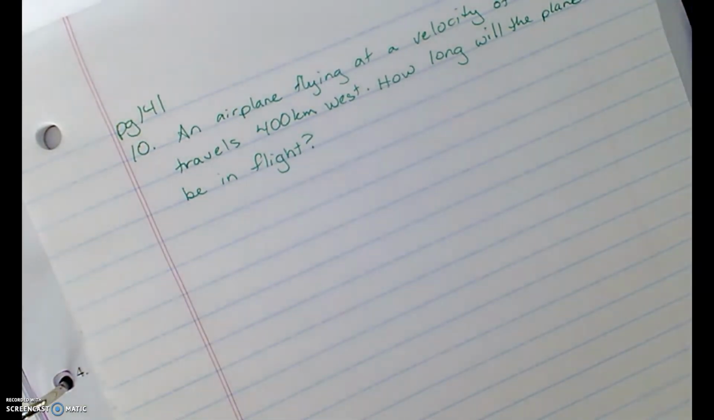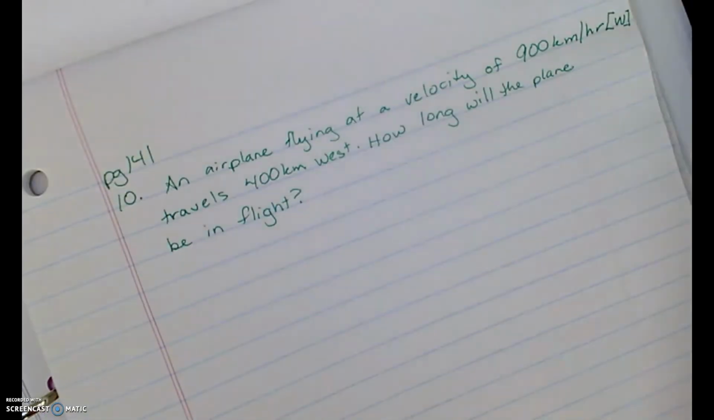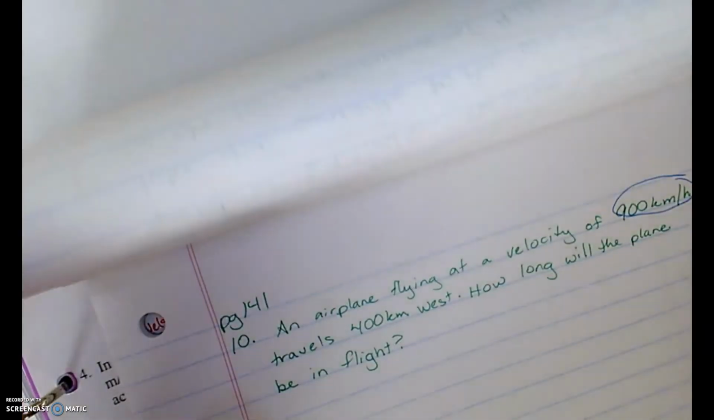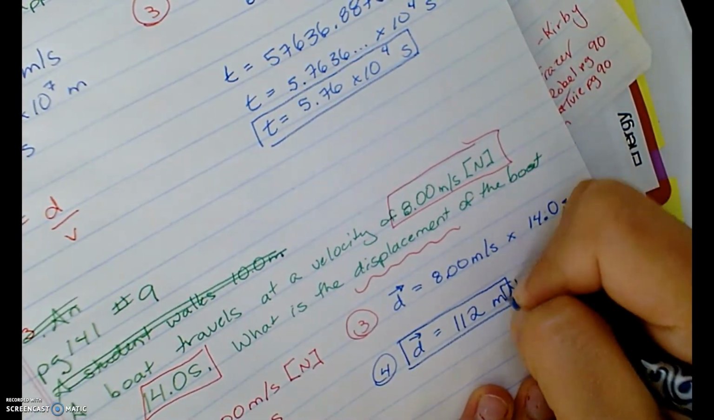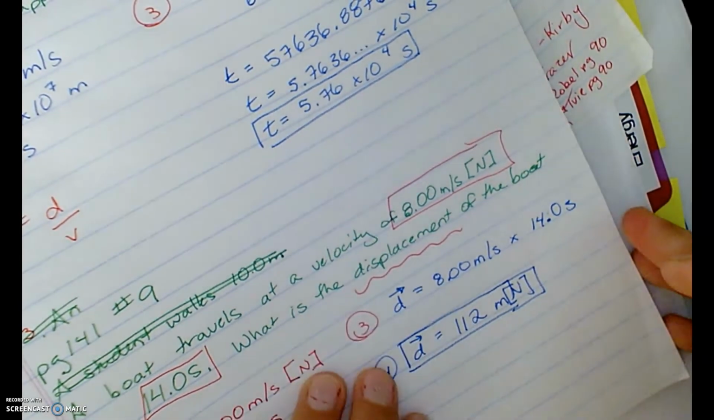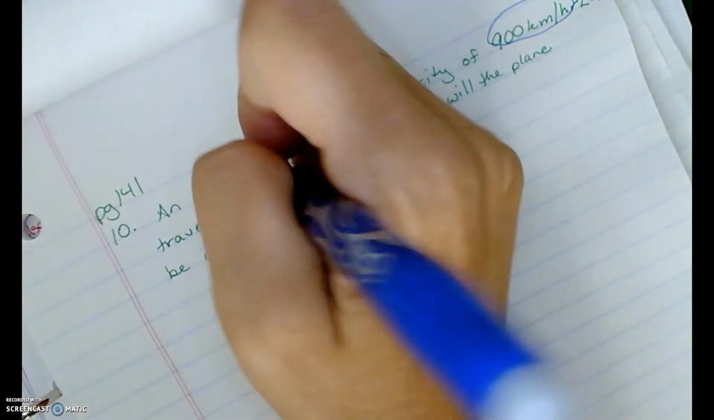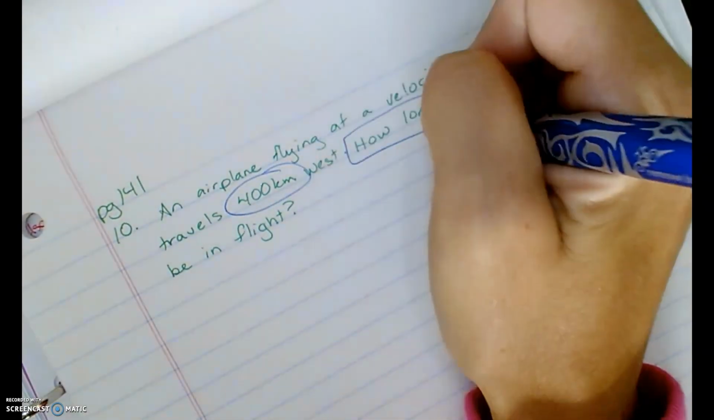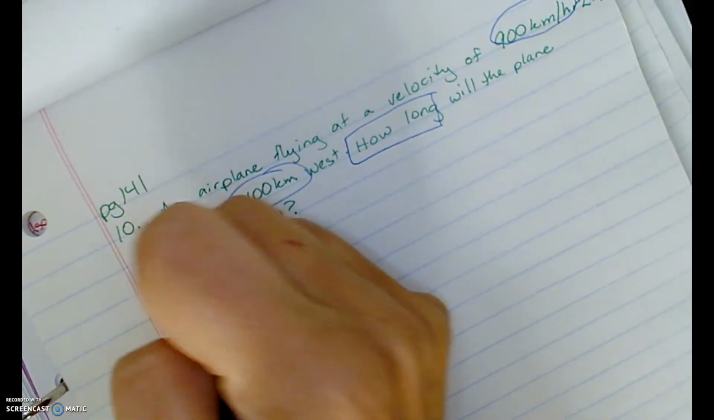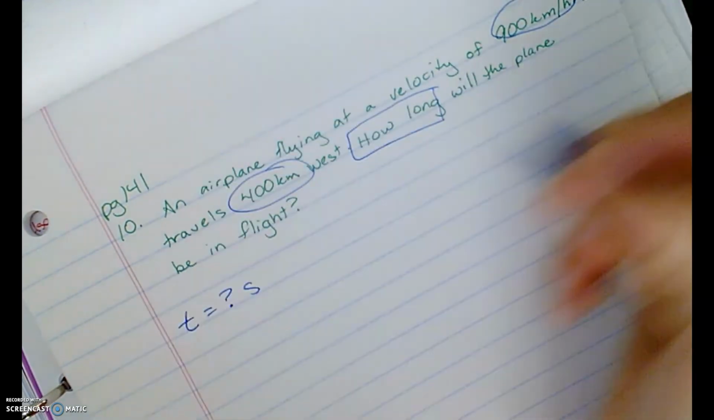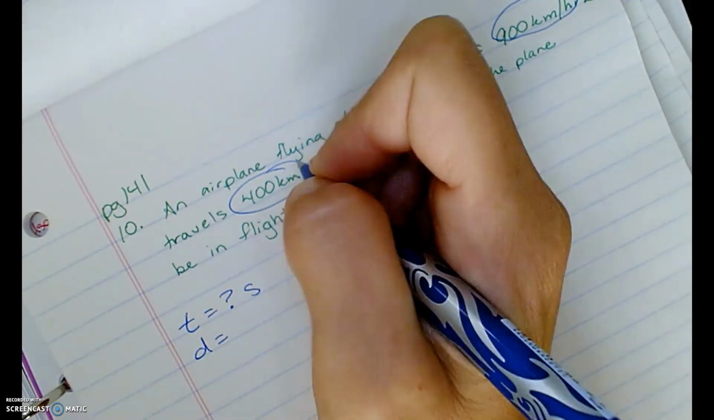Okay, page 141, number 10. An airplane flying at a velocity of 900 kilometers per hour. Oops, we forgot the direction on the last question. Okay, let's put it on. North. Okay, 400 kilometers. How long will it take? So we've got a time. That's what we're looking for. We have a distance here. And it's in kilometers this time. Okay, so we have to notice that and do something with it.